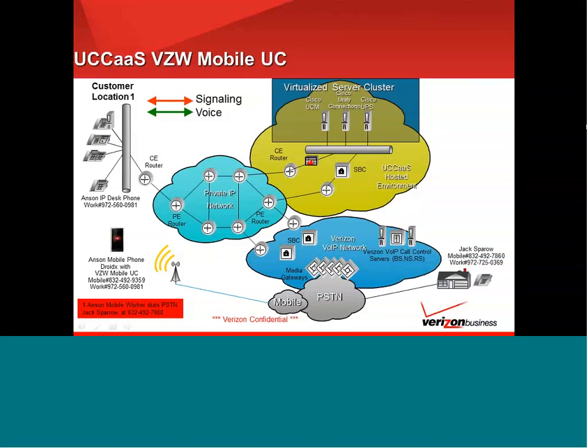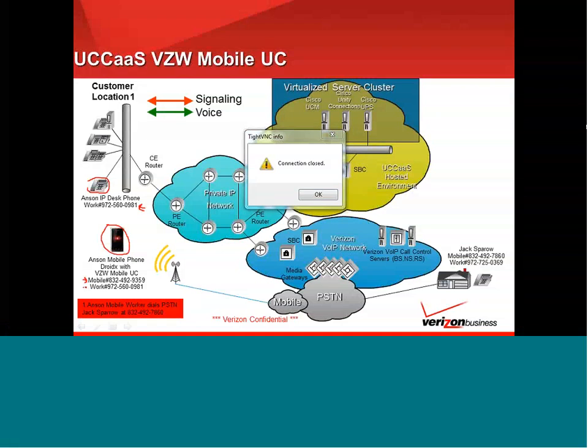So what's happening here? We have Anson Garcia, who has an IP desk phone right here. His work number is this 0981. He's also got a Droid, a Verizon Wireless Droid X, and his mobile number is this number here. I just put the work number here, so you can see this work number here is the same one as over here.